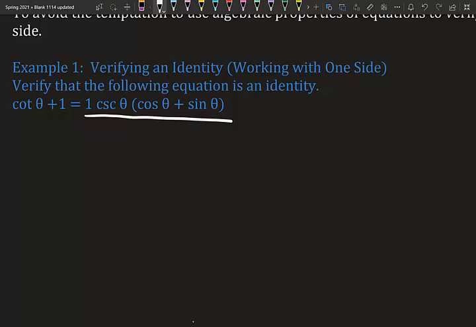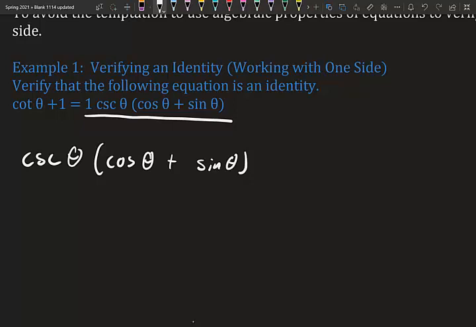The 1 over cosecant theta, we don't need the 1, just get rid of it. So cosecant theta, cosine theta plus sine theta. Alright, so we need to get cosecant theta, cosine theta plus sine theta to equal cotangent theta plus 1. So somehow we need to make it that. We need to get cosecant and cosine and sine to be cotangent. We know cotangent is cosine over sine.